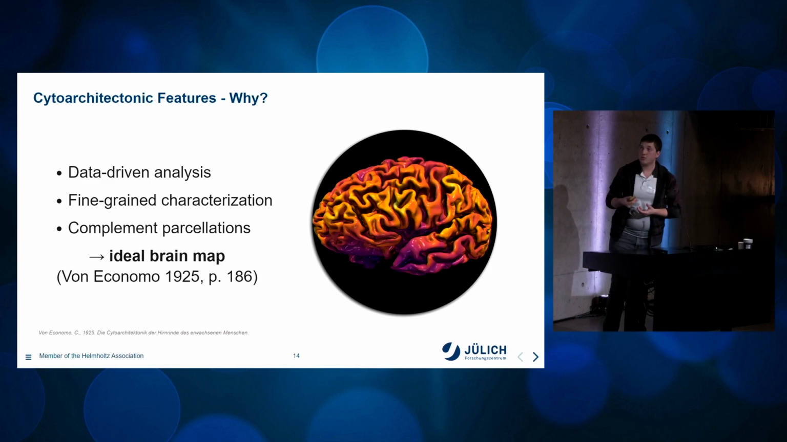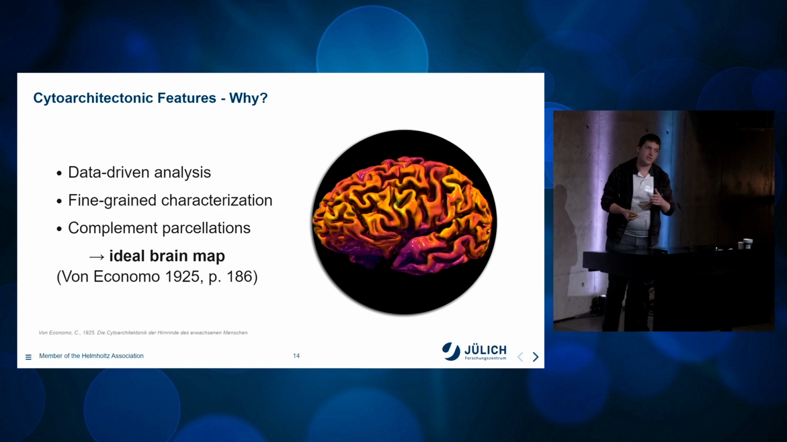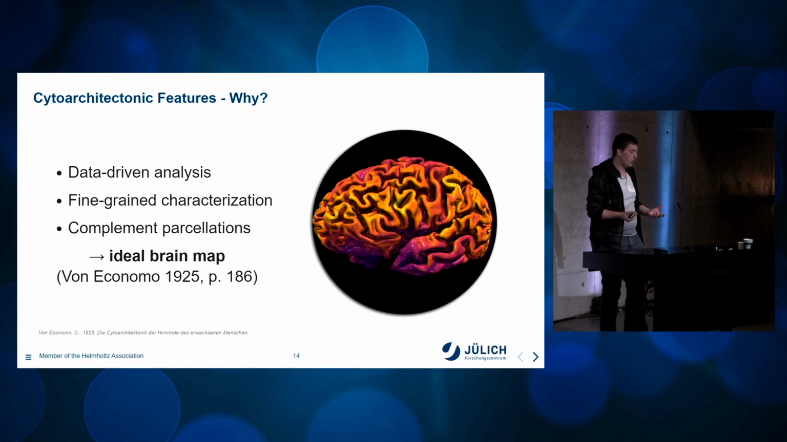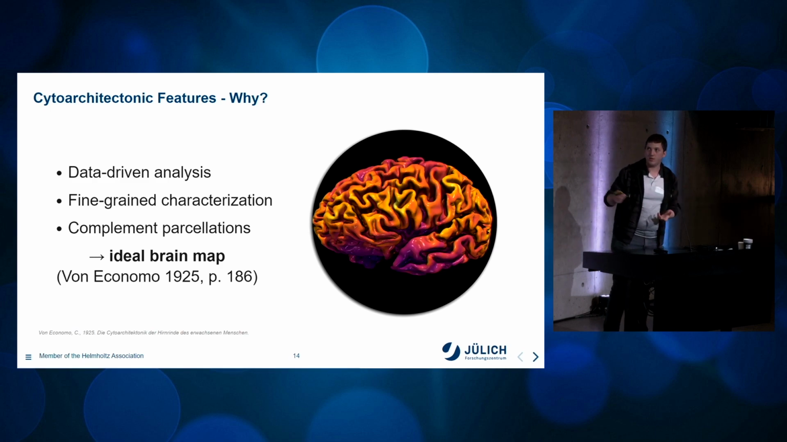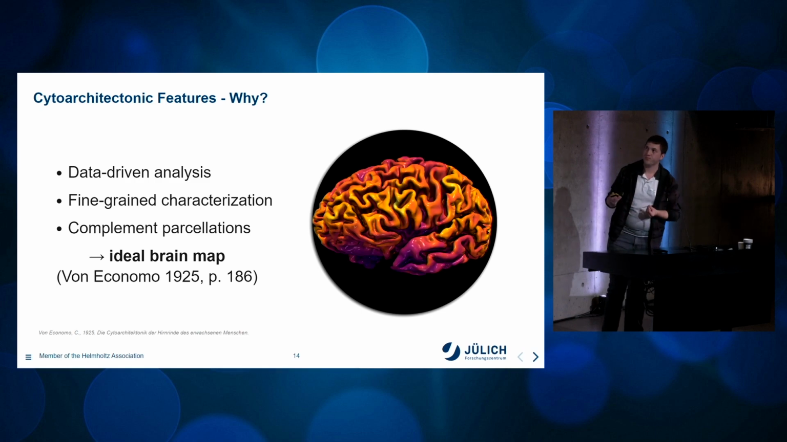And actually one interesting thing that I found while researching for writing up my PhD thesis is that von Economo in his work from 1925 has a whole section where he describes an ideal brain map, which he basically imagines as a stack of paper, each of them having a very specific property of cytoarchitecture drawn onto it, which is of course not possible in 1925, but nowadays this is just a feature vector. We just need to find the way to get this feature vector.